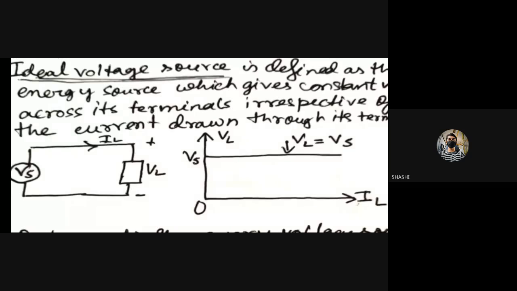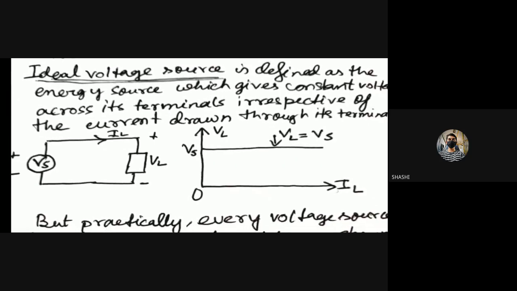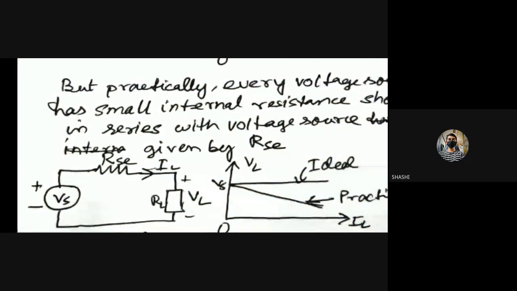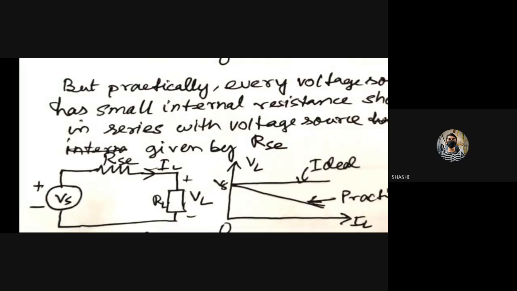Means in practice, every voltage source has a small amount of internal resistance, and I'll show you now what that is. Ideally the picture is like this, but practically the picture is like this. What happens practically? The load voltage is not the same as the source voltage. Why? Because there is some internal resistance present. You see, RSE is written over there. So RSE is the series resistance, or the internal resistance that is present.